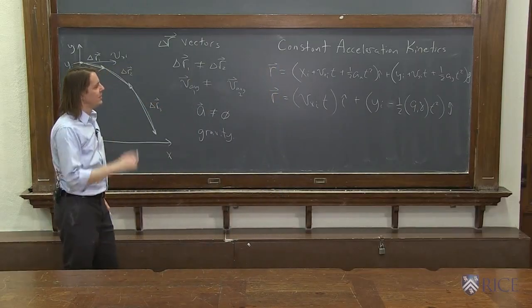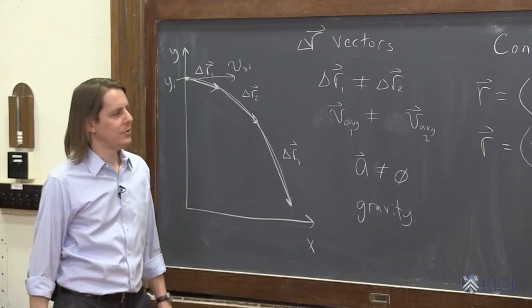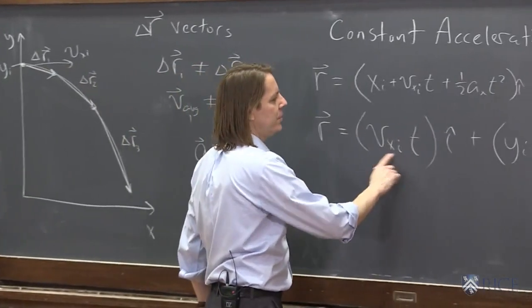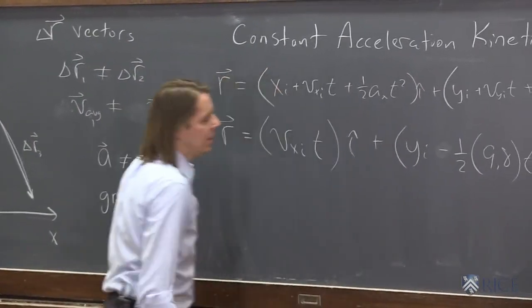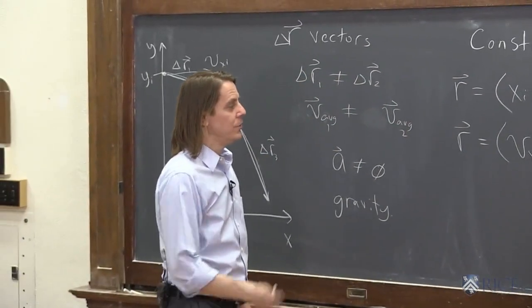And then that tells you everything you need to know about the position. You have the position at all time if you know the initial velocity in the x and you know the initial position in the y. And you can further use this.